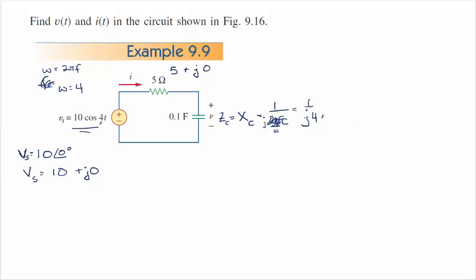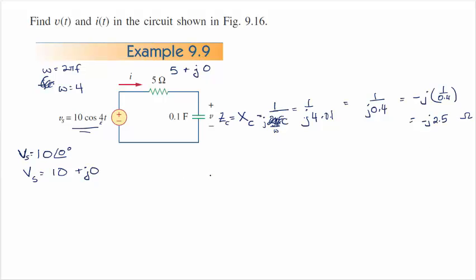And C is 0.1, and so it is 1 over j 0.4, which equals minus j 1 over 0.4, which equals minus j 2.5. Yes, 2.5. And it's in ohms.